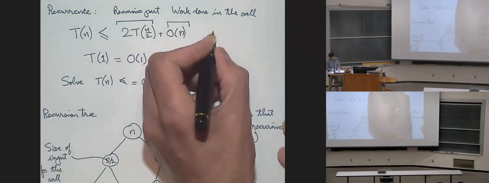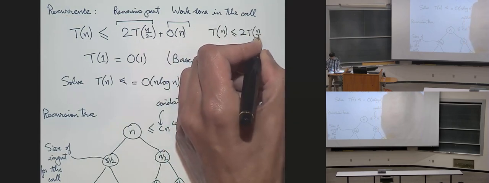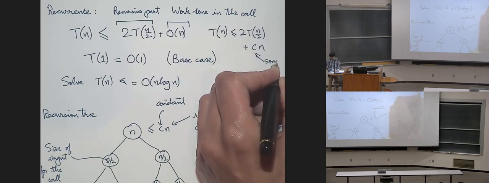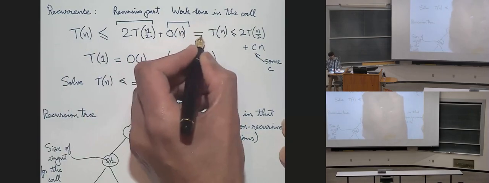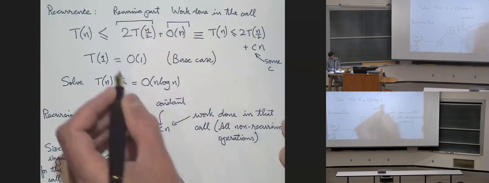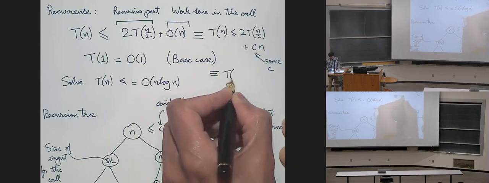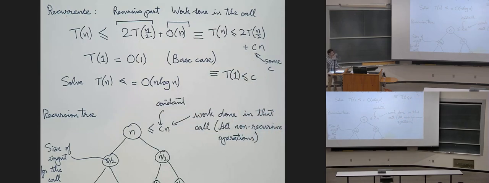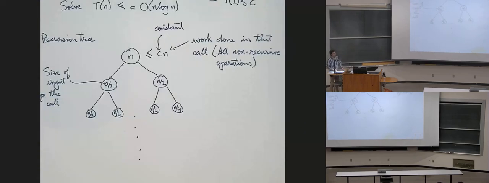Maybe I should write it. This actually means T of n is at most 2 times T of n over 2 plus Cn for some C. That's really what this means. And you can really think of this as saying that T of 1 is at most C. Or you could assume that it's the same constant, just pick the bigger one. Just some constant. Okay, good. So that's the amount of work done over here.